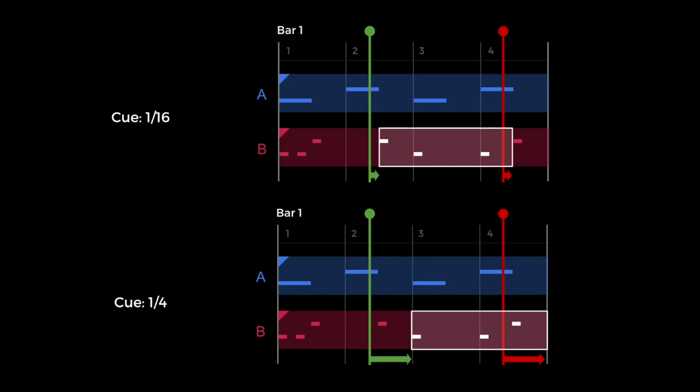In both scenarios, loop B is synchronized to master, but their Q is different. The green and red lines represent when I start and stop the loop, and the arrows show when the start or stop is pushed forward to. The areas highlighted in white are the parts of the loop that will be played. As you can see in the top example, if Q is 1/16th, it will start and stop on the next 1/16th interval of the master clock. Whereas if Q is set to 1/4, the loop will wait until the next 1/4 interval before it starts or stops. Let's look at an example.